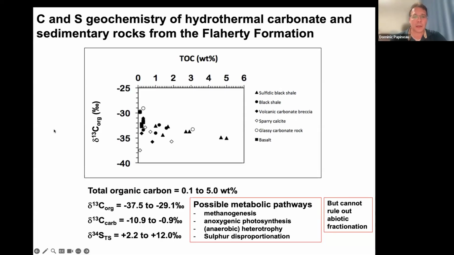So that is quite significant and is not consistent immediately with oxygenic photosynthesis, probably more consistent with anaerobic heterotrophy or anoxygenic photosynthesis, possibly methanogenesis. The anaerobic heterotrophy might also be evidenced by these negatively fractionated carbonate carbon isotopes down to -11 per mil. And then the sulfur isotopes indicated quite enriched values indicative of sulfur disproportionation. But we could not necessarily rule out abiotic fractionation, but it's hard to conceive with such enrichments of organic carbon that Fischer-Tropsch type synthesis would lead to so much hydrocarbons being produced, especially at a time that we know was after the great oxidation event.